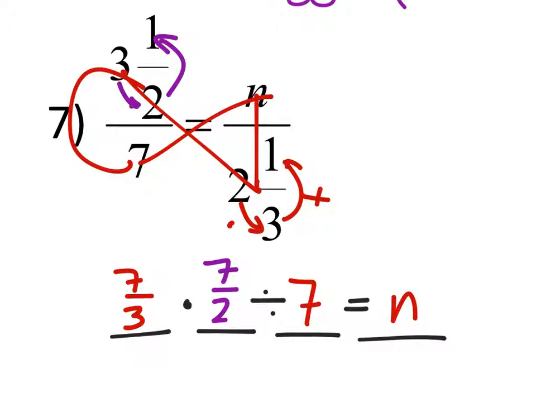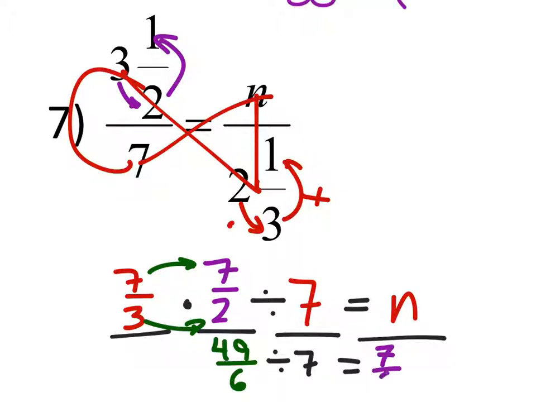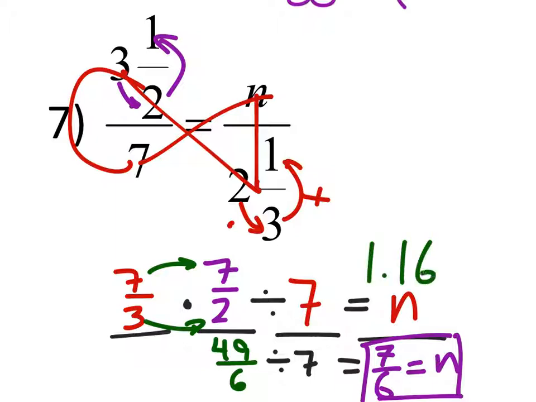Alright, if we do this multiplication here, I got 7 times 7, which is 49. 3 times 2, which is 6. And then we'll divide this by 7, which should be 7/6. I don't actually know what that is in a decimal form. Let's see, 7 divided by 6. It's a pretty ugly decimal, 1.16, and would use bar notation to indicate that it repeats.